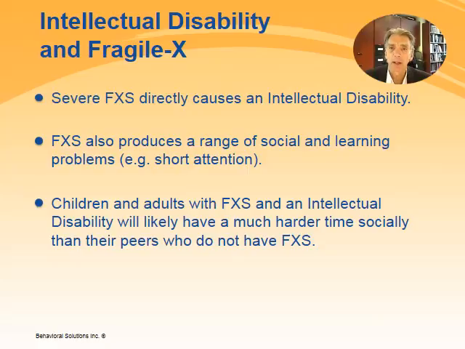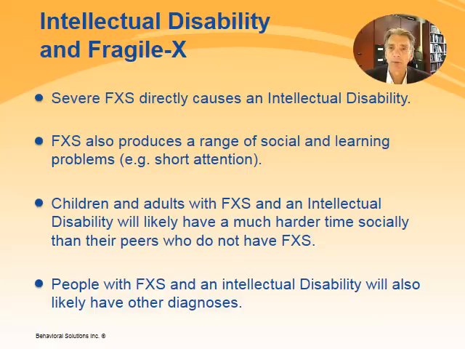Individuals with Fragile X may also have heart problems, strabismus, scoliosis, and seizures. There's also an increased incidence of affective disorders, anxiety, and psychosis. As with Down syndrome and FASD, you can again see that individuals with Fragile X and an intellectual disability will frequently have multiple diagnoses.